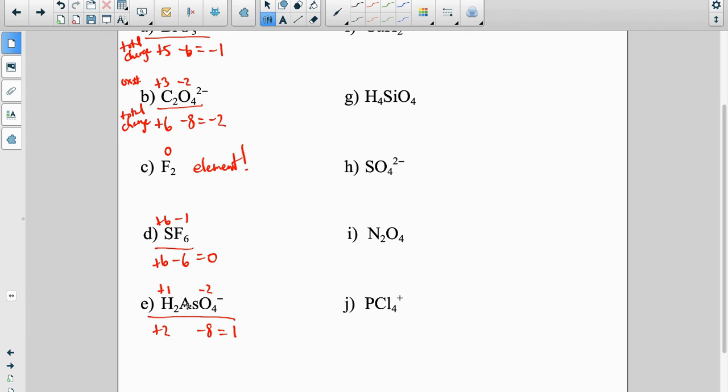Okay, so As, in order for us to get a -1 charge, oh, I'm missing a minus sign here. Let me redraw that and put the proper charge in there. Okay, so this should be -1 because of our -1 charge. So in order to get -1, this has to be +5 because 7 minus 8 gives us -1. So the arsenic in here has an oxidation number of +5.